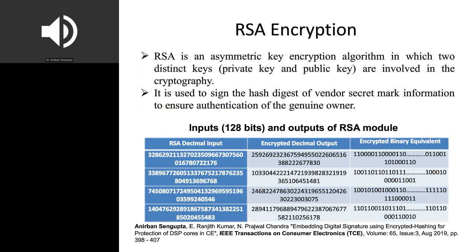This slide just shows an example of the 128-bit RSA decimal input that we have taken, and the corresponding encrypted decimal output that we have got, and its respective binary equivalent. So RSA, as we know, is an asymmetric key encryption algorithm, where we have the private key and the public key. In the case of a digital signature, the private key is used for digitally signing the hashed information of the digest, and the public key is used for decryption. Only the actual IP owner has knowledge of the decryption algorithm, because he knows the point of concatenation that was used while performing the encryption process.